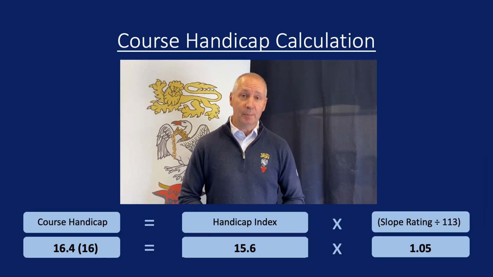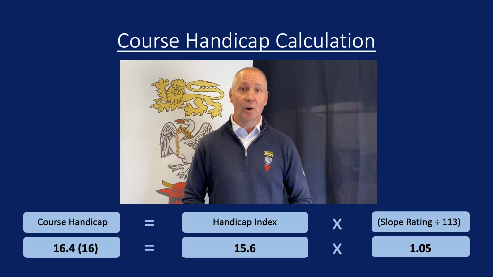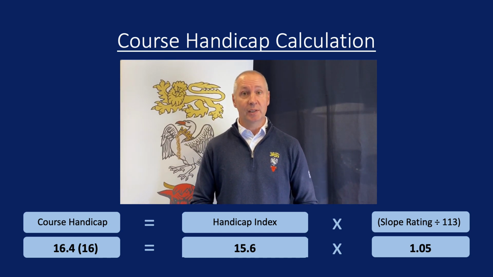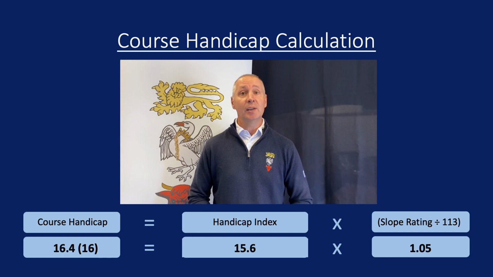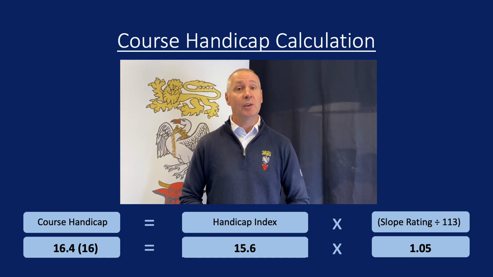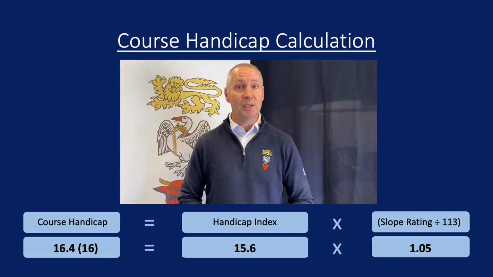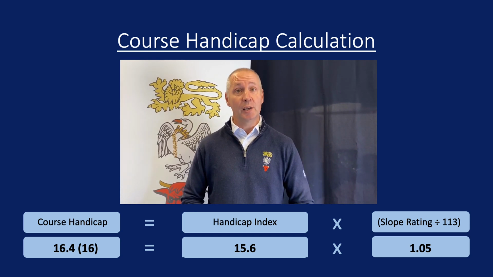Your course handicap is the number of shots that you get on each individual golf course and actually off each individual set of tees. To calculate your course handicap, you take your handicap index, you multiply it by the slope of the set of tees that you're playing, and you divide by 113.